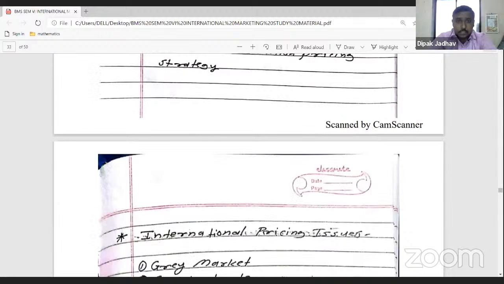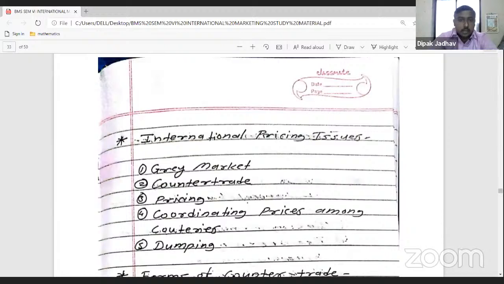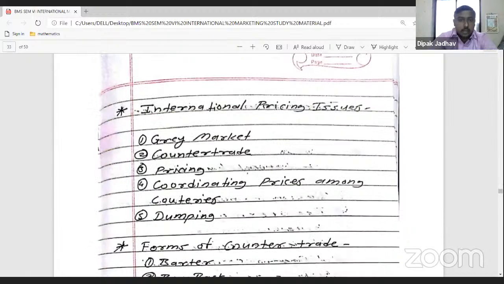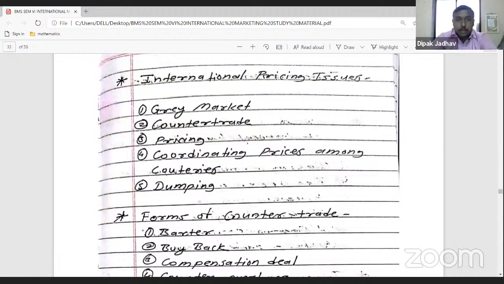Then international pricing issues: the gray market, counter trade, and pricing. If countries do not handle these properly, then countries may stop importing and exporting with each other.